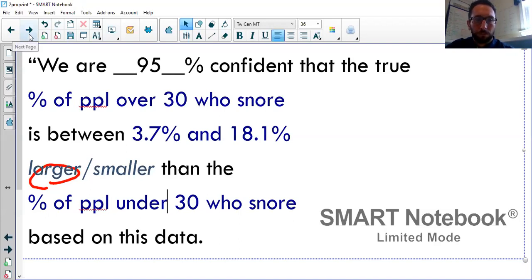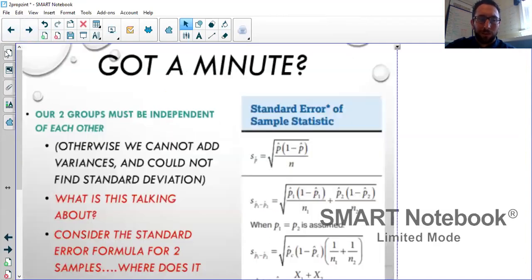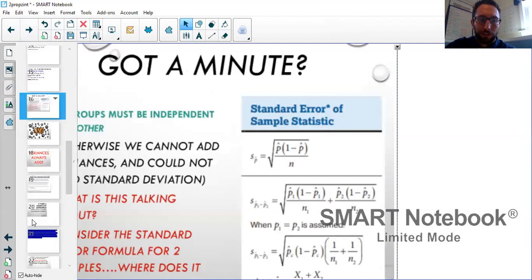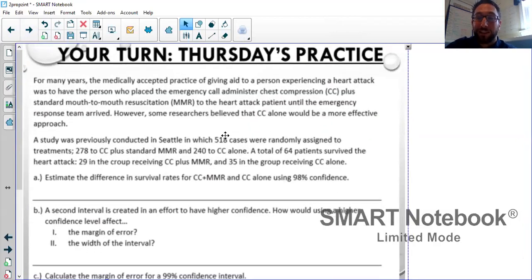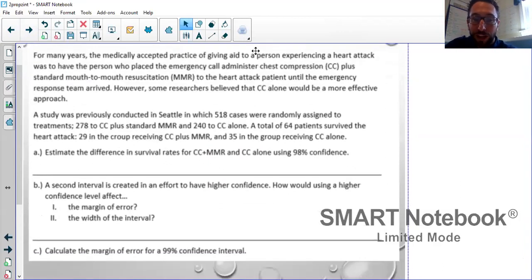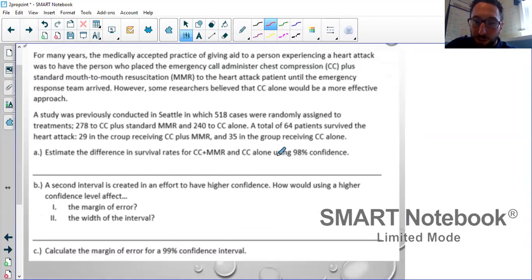All right. So that's the conditions, math, and interpretation. Close it out. Here's your practice. So this is actually a context from an AP exam. I just altered the question a little bit. So we're going to estimate the difference in survival rates using, oh, I wonder what that means we should do.